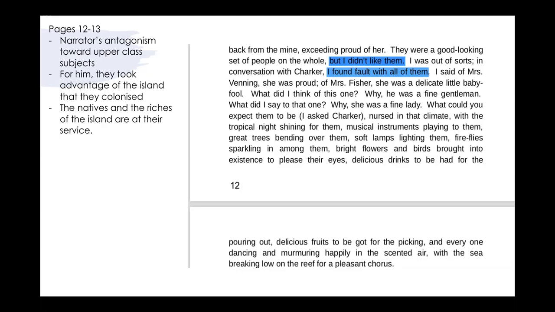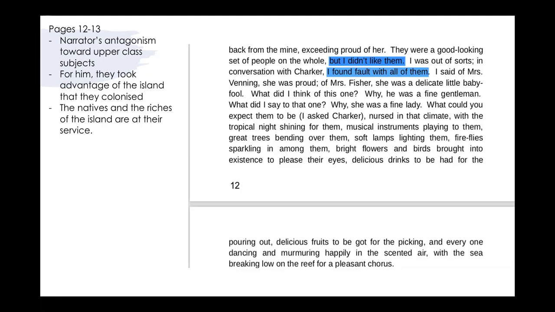Soft lamps lighting them, fireflies sparkling in among them, bright flowers and birds brought into existence to please their eyes, delicious drinks to be had for the pouring out, delicious fruits to be got for the picking, and everyone dancing and murmuring happily in the scented air, with the sea breaking low and the reef for a pleasant chorus. On the left, ladies and gentlemen, I just would like to show you some of the points mentioned here that you need to highlight.